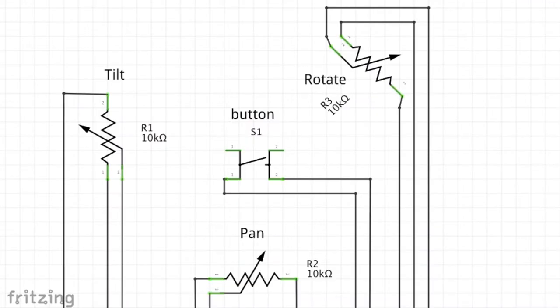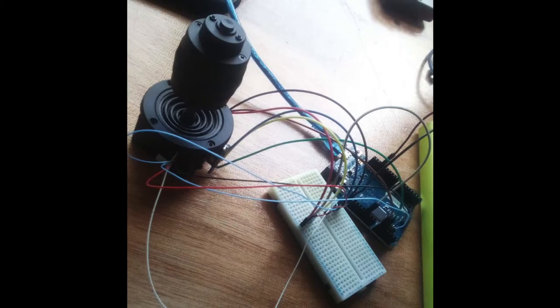Here's a quick schematic of how these things are configured electrically. The pan, tilt and rotation are all 10k linear potentiometers. They are mechanically spring loaded to a center point, and there is a push button which is normally open on the top. Here's mine with some leads soldered on and connected up to the Arduino Leonardo.